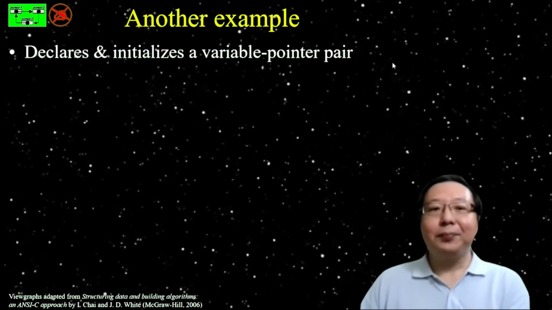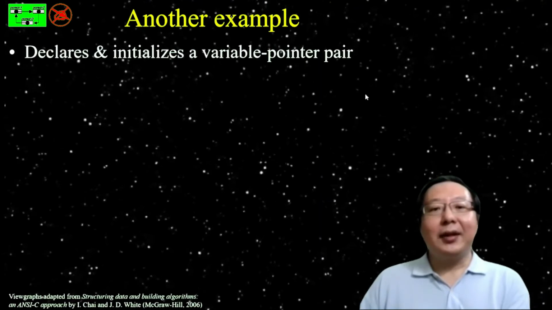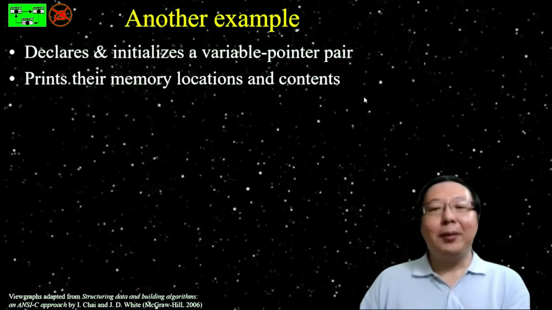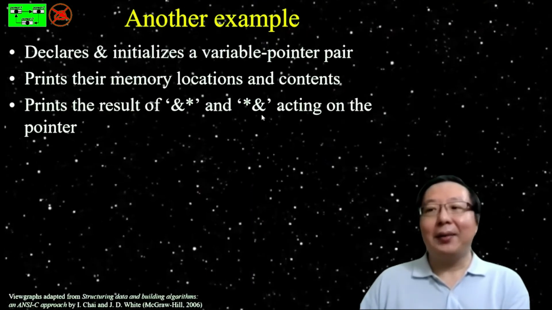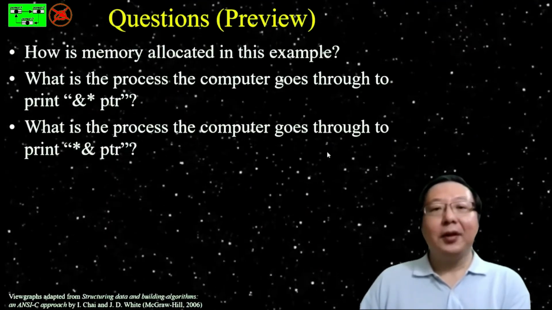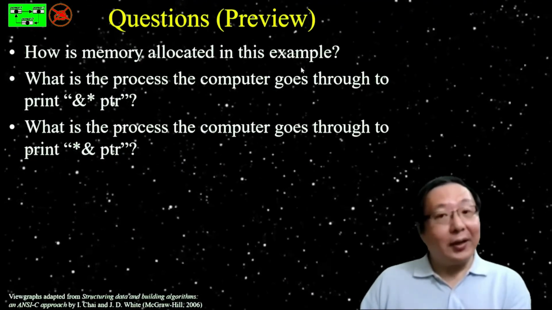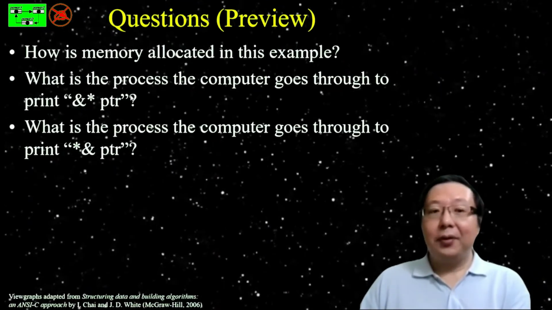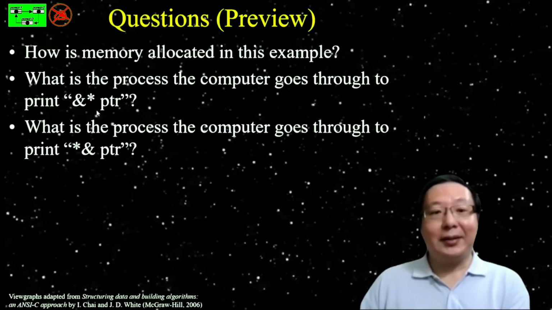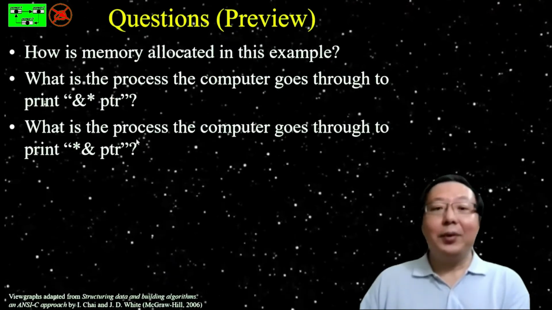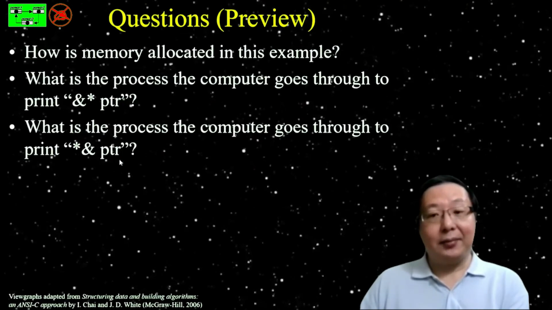Another example, I'm going to declare and initialize a variable and a pointer pair, print a memory location and contents, and print the results of ampersand star and star ampersand acting on that pointer. So here are the questions to think about. How is memory allocated in this example? What is the process the computer goes through to print ampersand star PTR? And what's the process the computer goes through to print star ampersand PTR?